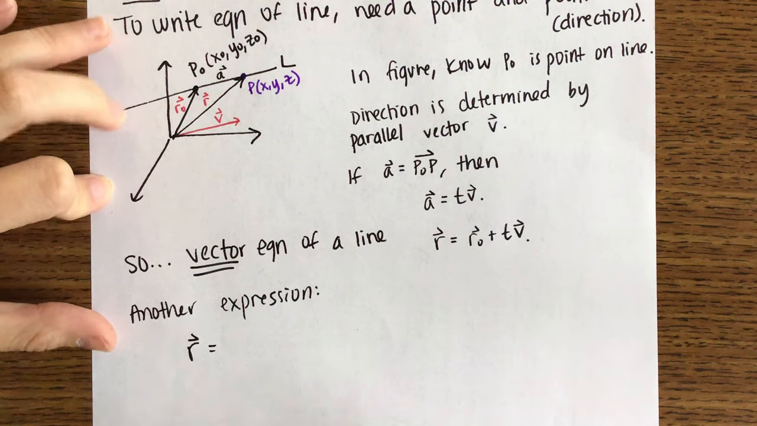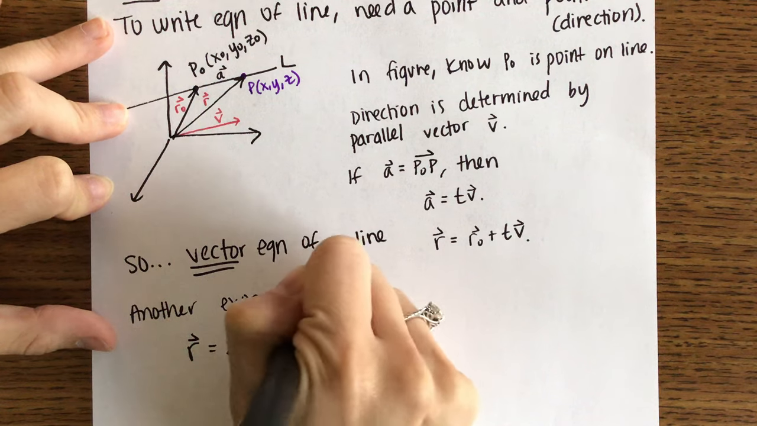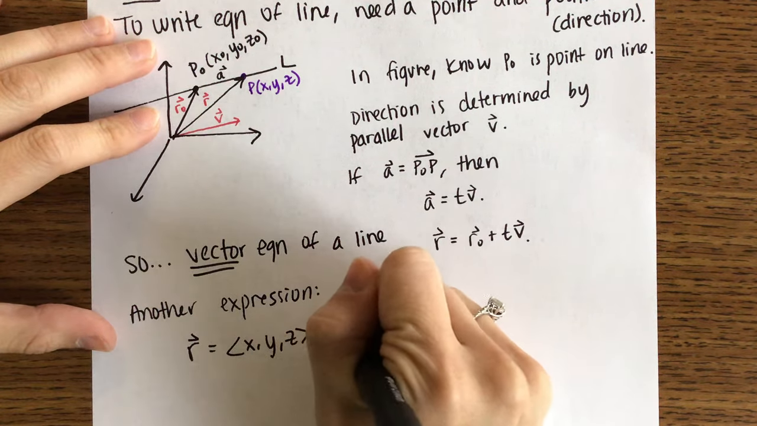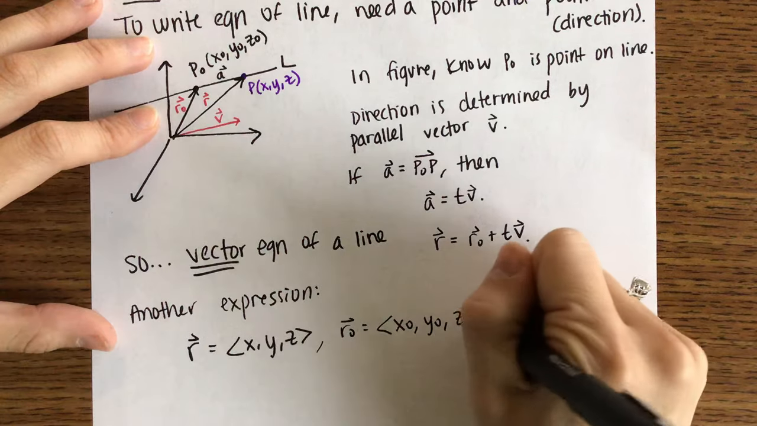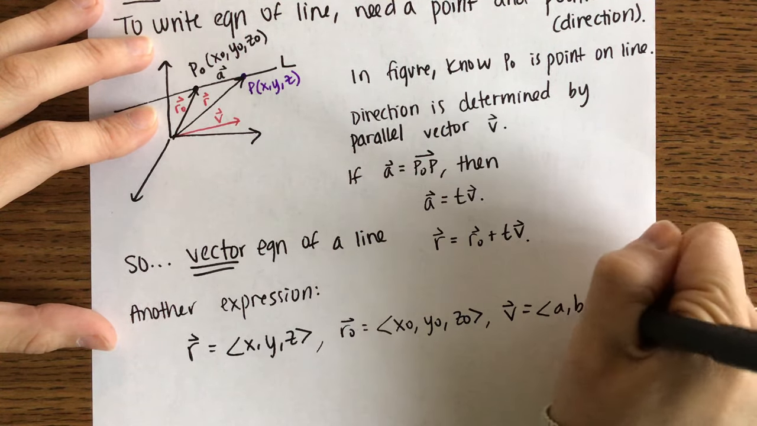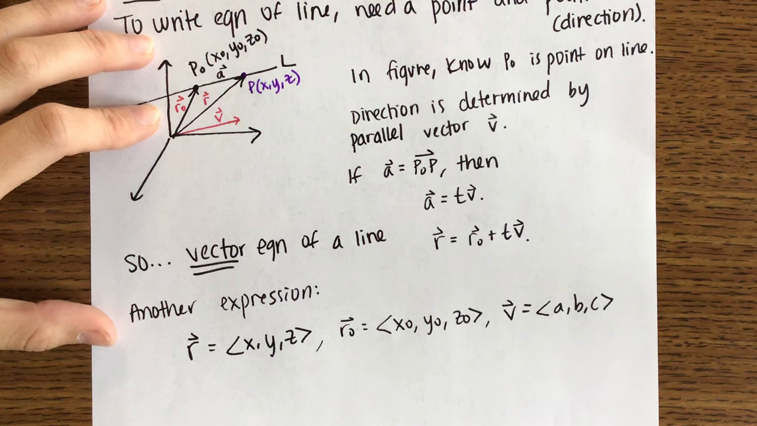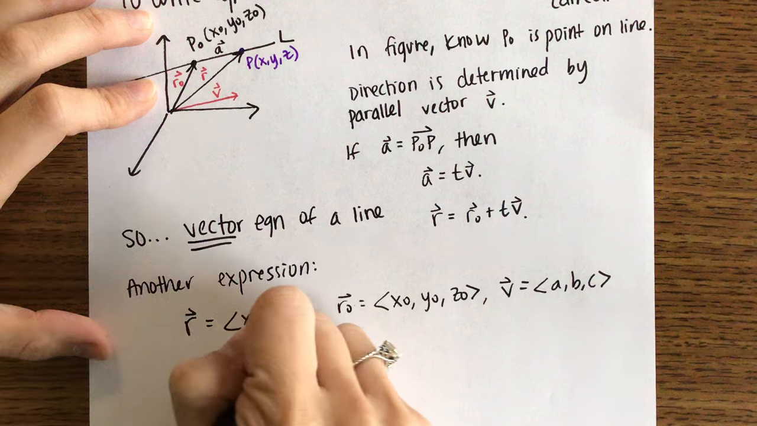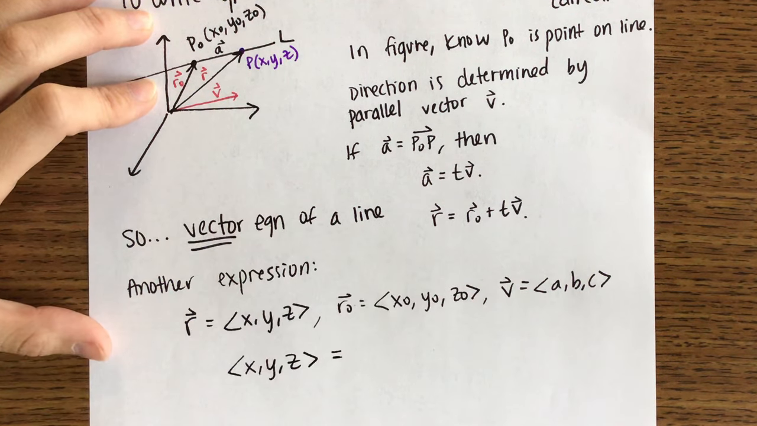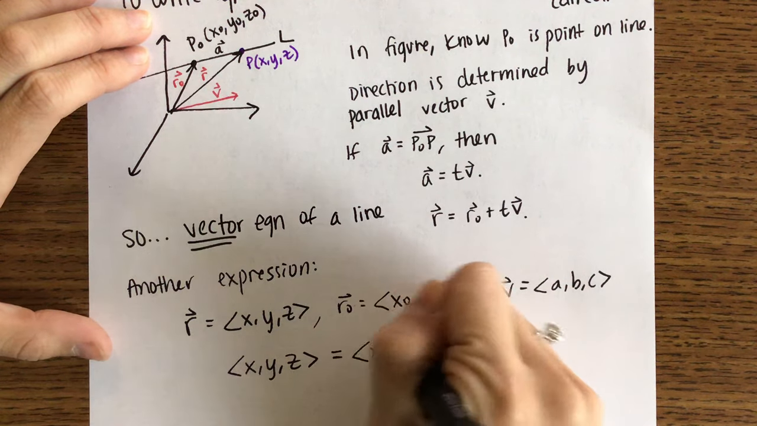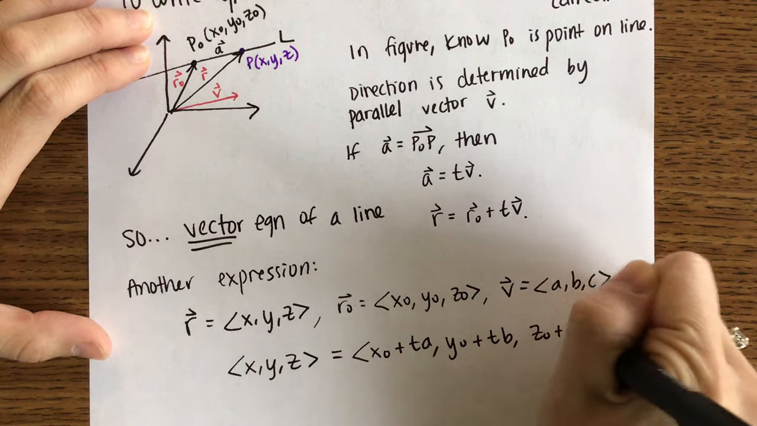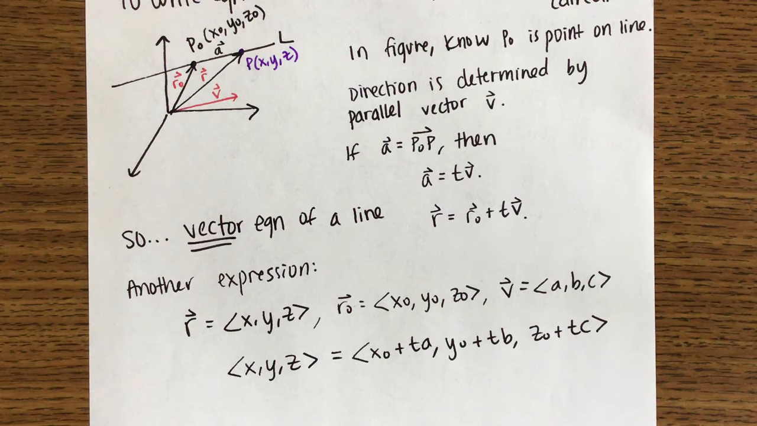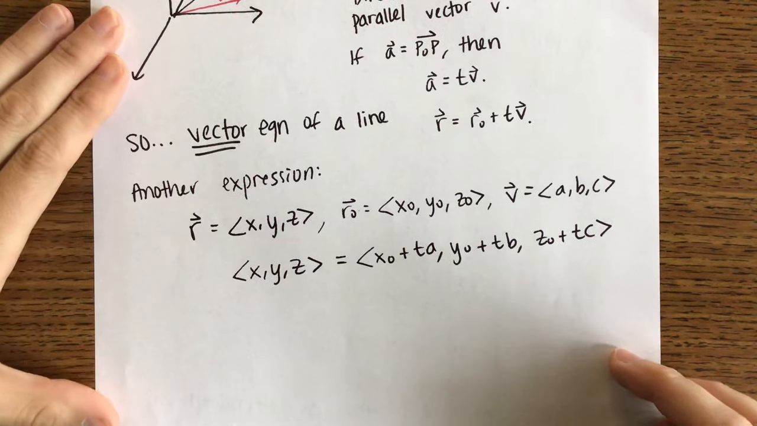Okay. Another way that you're going to see this written. That vector r that gives us a point that's on the line, it could be expressed in bracket notation, x, y, z. R naught might be expressed also in vector notation or bracket notation. V might be expressed as a, b, c. So then instead of r, you're going to have x, y, z equals x naught plus t times a, y naught add t times b, z naught add t multiplied by c. Okay, now how does that help us?